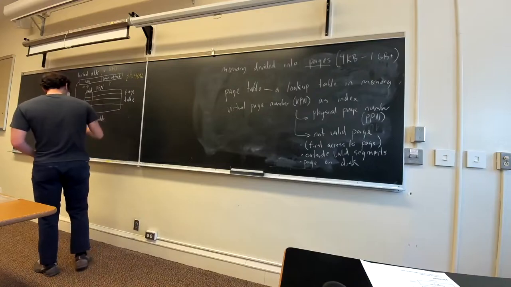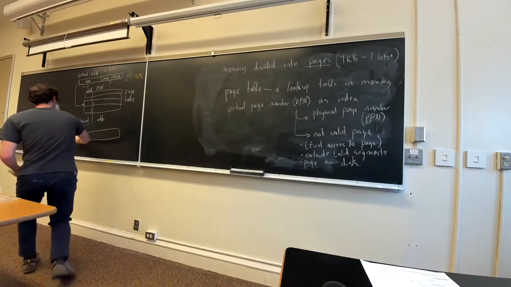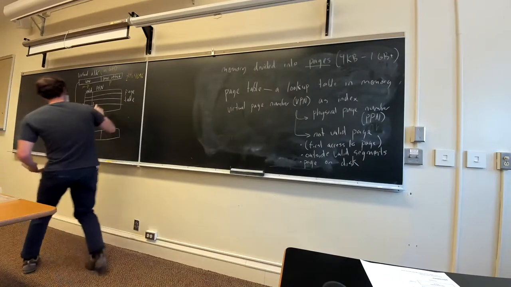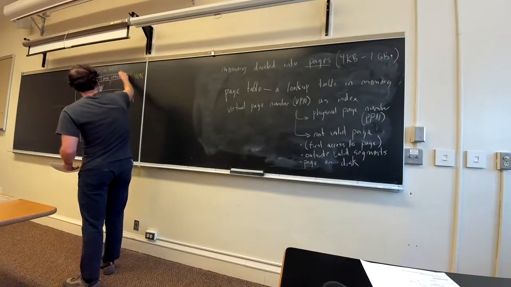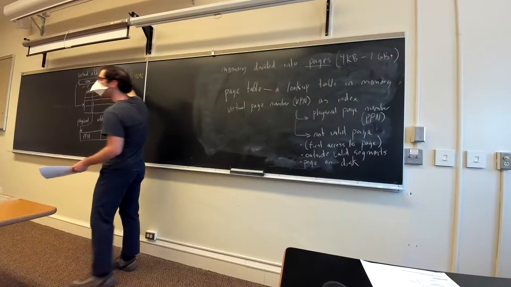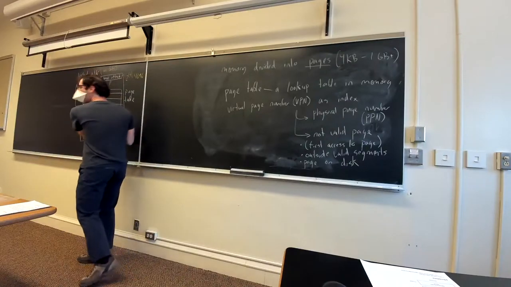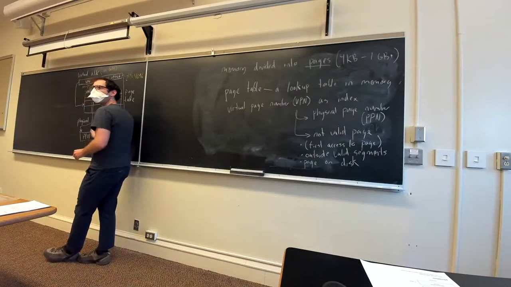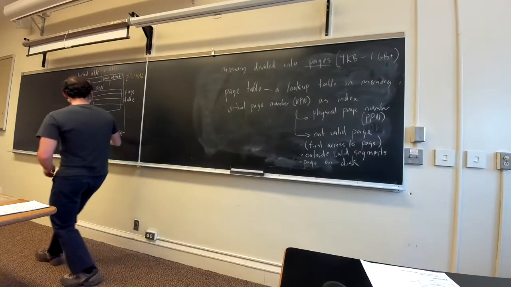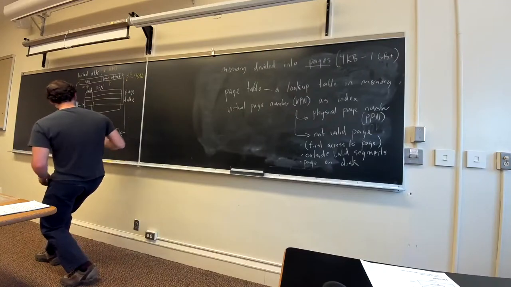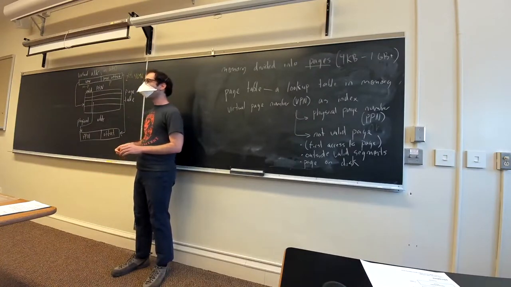we'll take the physical page number we find at that entry and combine it with the page offset from the original address. By combining, I just mean concatenate them. So our physical page number will be the higher order bits of the physical address. And that gives us the address we use to actually go and read or write bytes in physical memory.